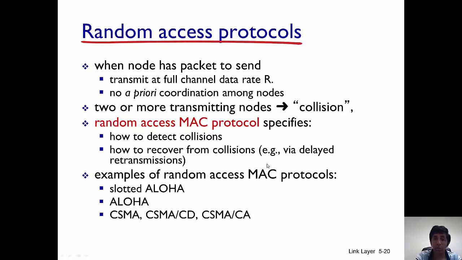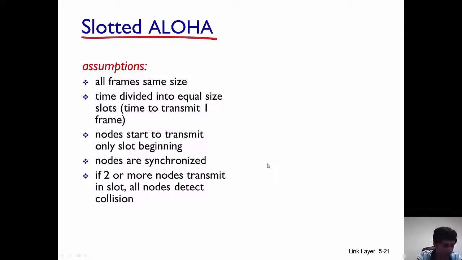So let's look at the first protocol, that is slotted Aloha. Here we make a few assumptions which will make it much simpler to analyze. We assume that all link layer frames are of the same size. This is a reasonable assumption. What we again do is time is divided into equal size slots. So time is once again divided into slots, and then nodes can begin transmitting only at the beginning of a time slot, okay?